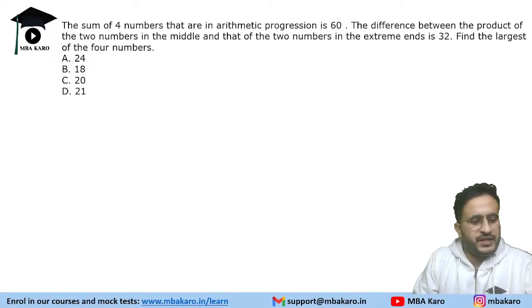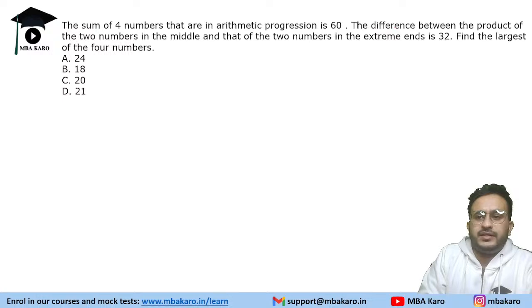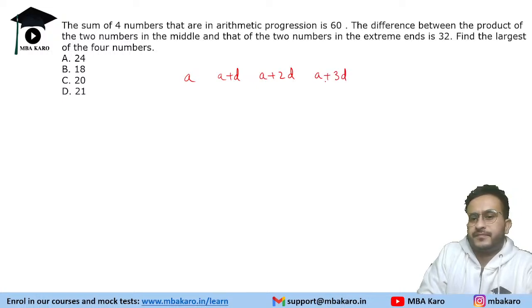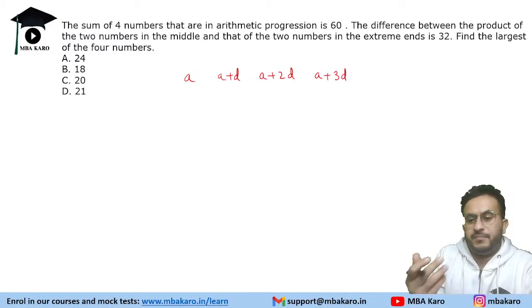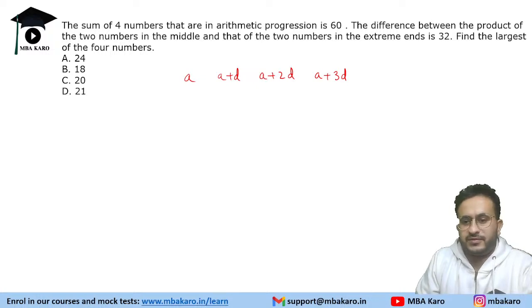So four numbers are in arithmetic progression and we are given that the difference between the product of the two numbers in the middle and the two numbers in the extreme ends is 32. So if you take the numbers as a, a plus d, a plus 2d and a plus 3d. Which numbers will have the higher product?